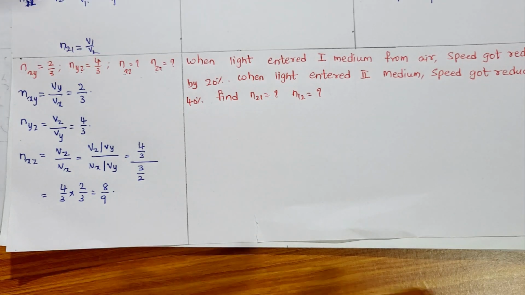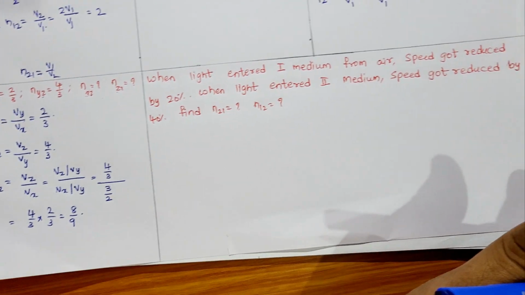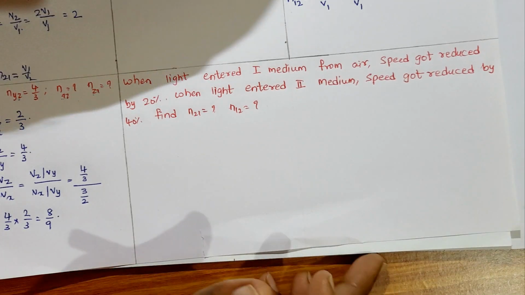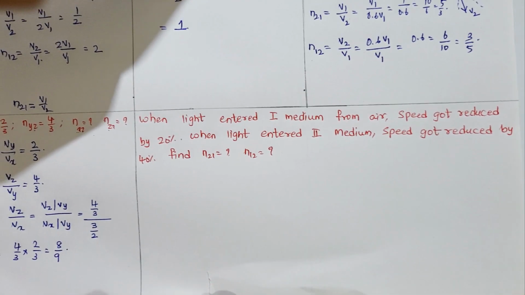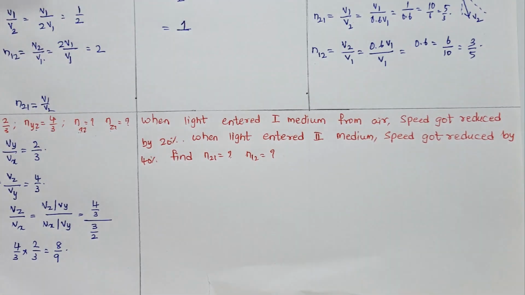Okay. So now last question for this video, and after this we will prove that n is equal to c by v and n21 is equal to v1 by v2 are not different, they are same. This we are going to prove after this video.